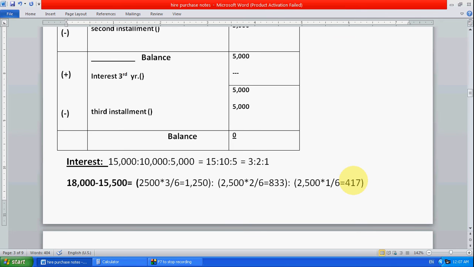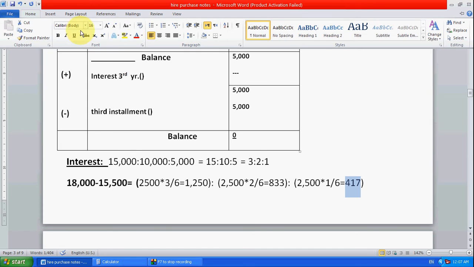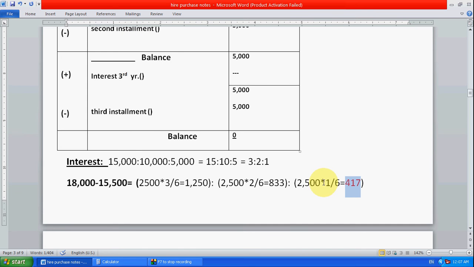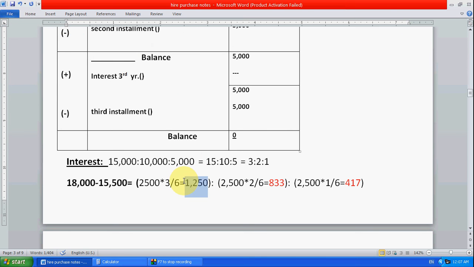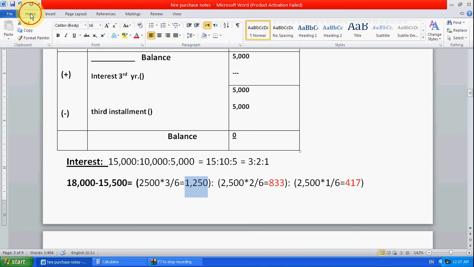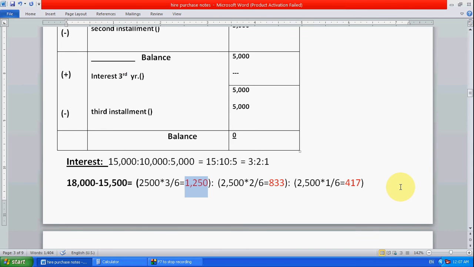Okay, this is the interest amount. These are the interest amounts which we have to pay: 417, 833 and 1250. These are the interest amounts we have to pay.